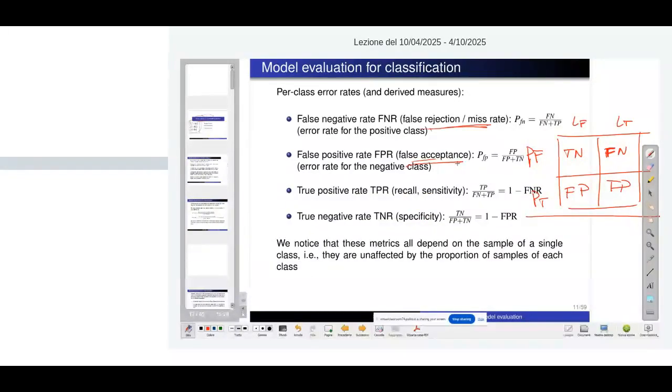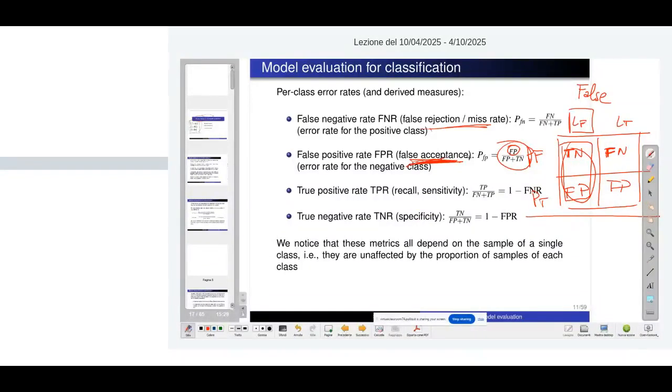Now, we said if we consider each class on its own, we can compute accuracies and error rate per class. So we can say, let's look at the samples from the false class. How many times do I make mistakes for these samples? Well, it's false positives divided by the number of samples of the false class. This is called false positive rate, the rate of false positives. We call it also false acceptance.